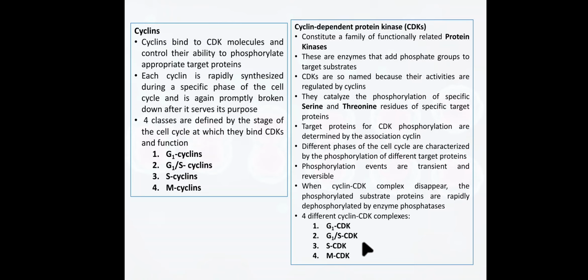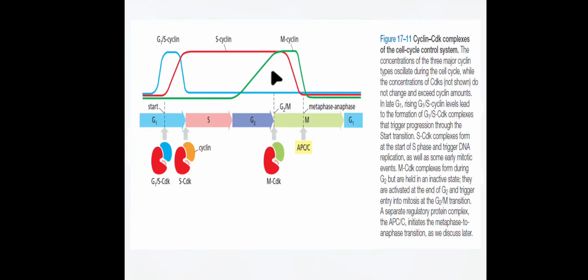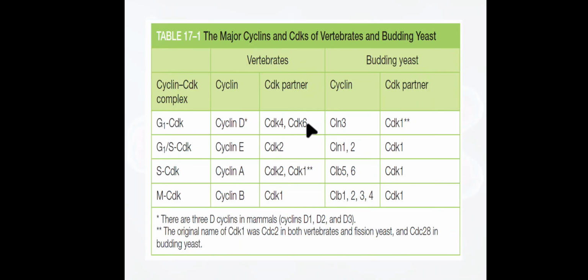There are four classes of CDKs, same as cyclins, based on the stage at which these CDKs form a complex with cyclin. That is G1 CDK, G1/S CDK, S CDK and M CDK. These are the protein complexes with cyclin which regulate the cell cycle. And these are the major cyclins and CDKs of vertebrates and budding yeast.